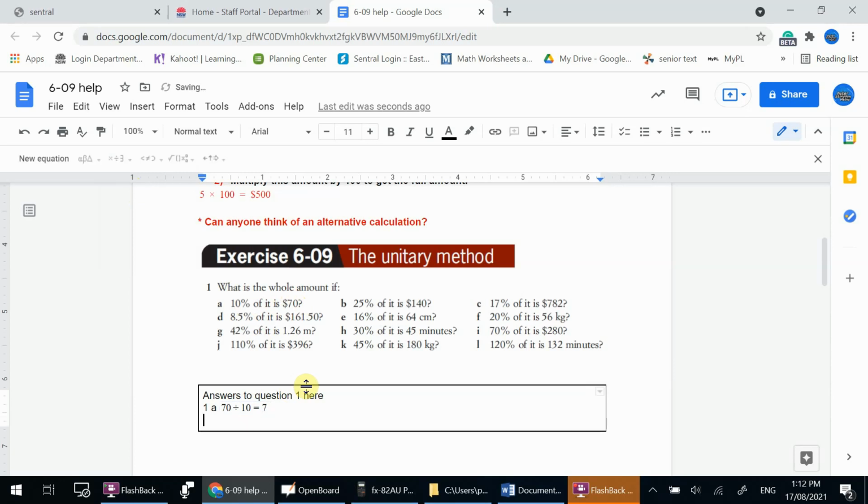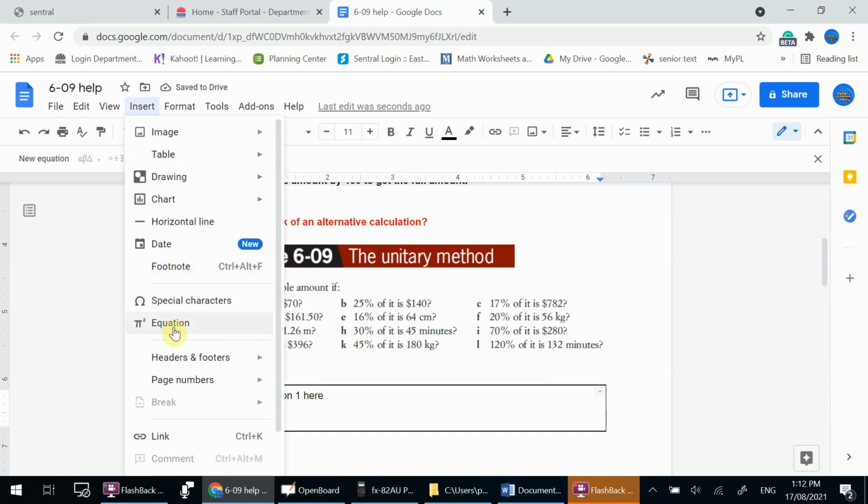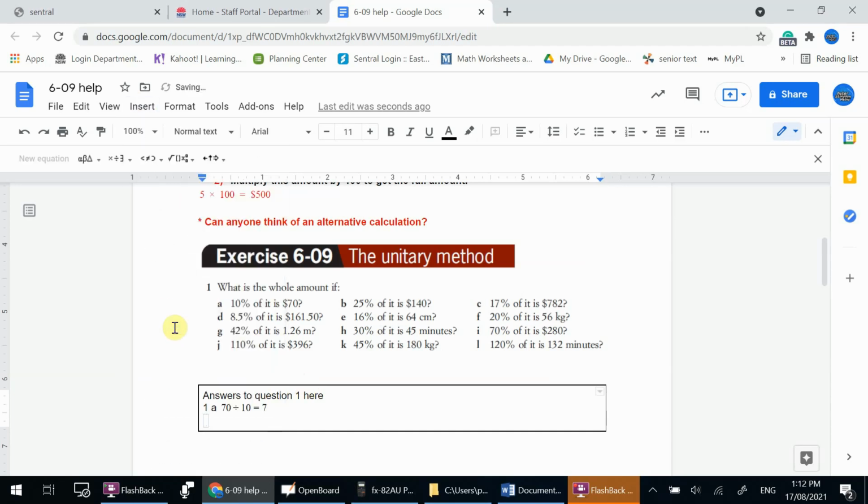Now I'm just going to press enter, go to the next line, we do insert equation again, and we take the 7 and miscellaneous operations, multiply by 100, that will give us what 100% is, 700. Oh, that should be dollars, go back, dollars, 700. Here's your answer to question 1A, showing the working.